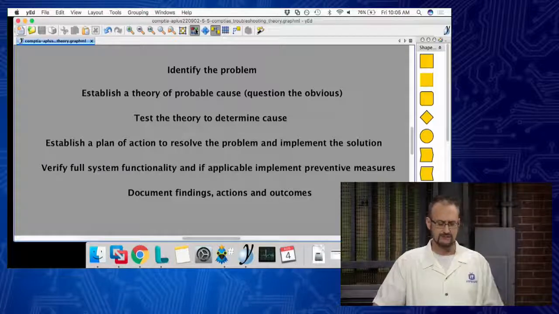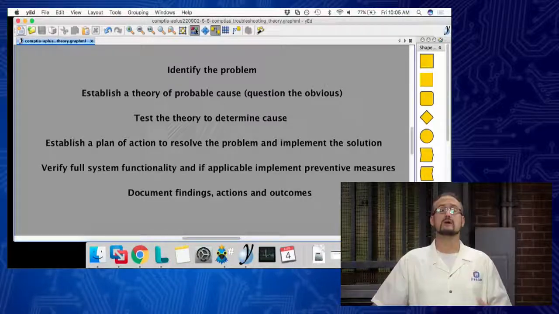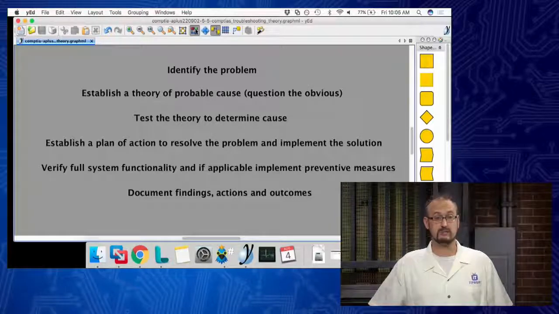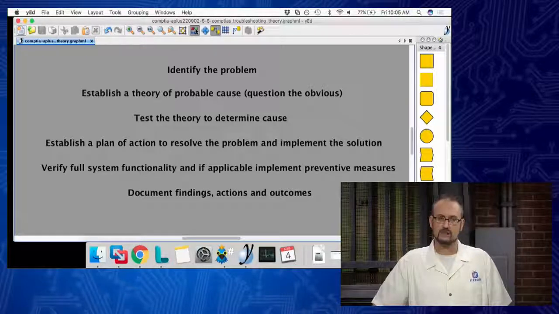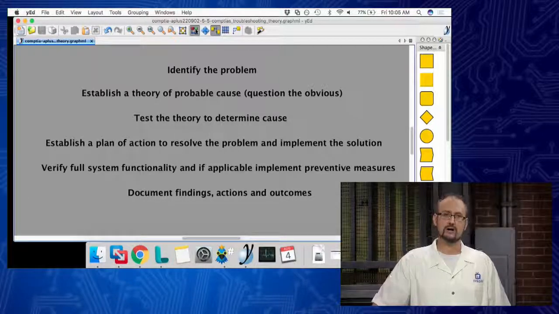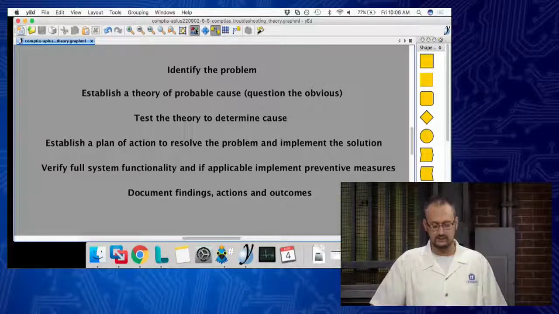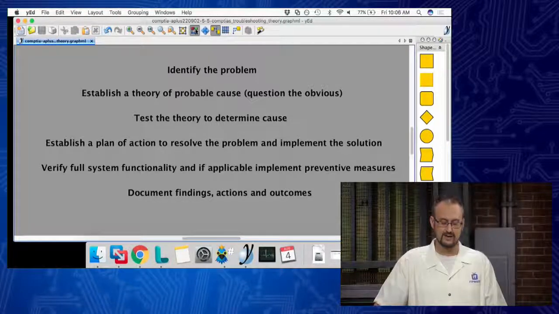All right, the very first one is identify the problem. Then we have establish a theory of probable cause. Question the obvious. We're going to come back to that because it is a very big statement that not only do you need to apply for the exam, but you should be applying in the real world too, and I've got a little bit more to expand on that. Test the theory to determine the cause, right? Establish a plan of action to resolve the problem and implement the solution. Then the second to last one, verify full system functionality and, if applicable, implement preventative measures. Again, I'm going to go a little bit farther into preventative measures too. And last but not least, document findings, actions, and outcomes.